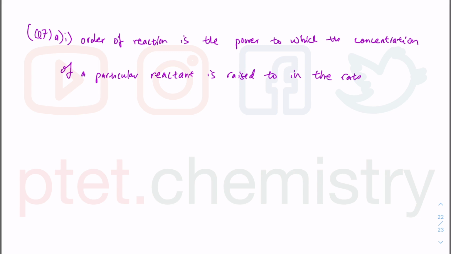And everything that is shown in the rate equation is involved in the rate determining step. So the power to which you raise it is basically what you call the molecularity. Molecularity is basically how many molecules are involved in the rate determining step, which is the slowest step in the reaction. That's why they appear in the overall rate equation.